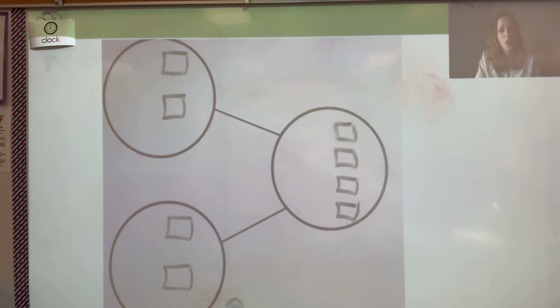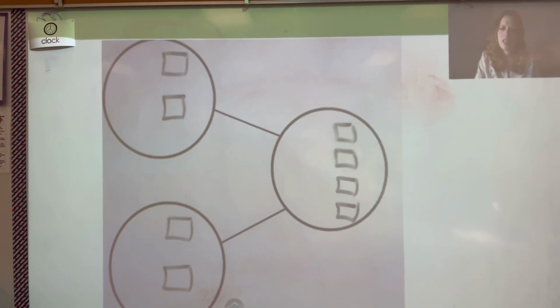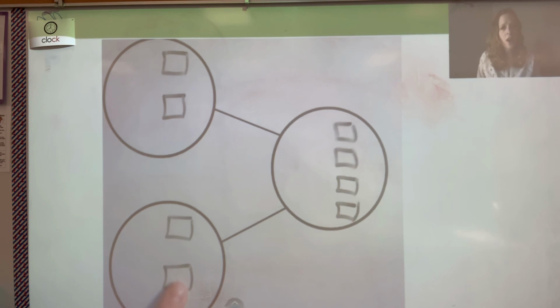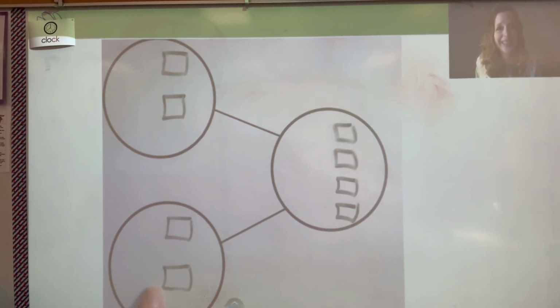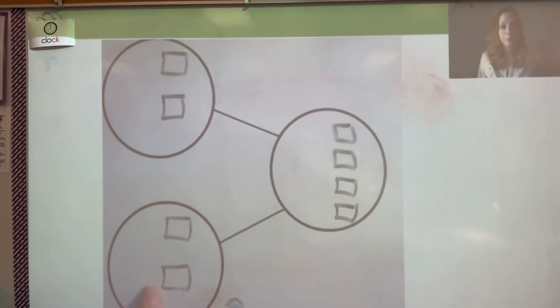Sometimes I get tired of drawing all those squares. I wonder if there's a shortcut we could use. Let's look at one of our parts. How many squares are in this part? Show me with your fingers. Now, how many squares? Yes, there are 2 squares.